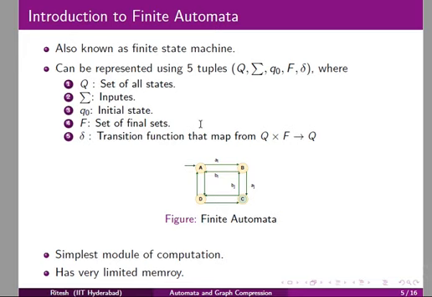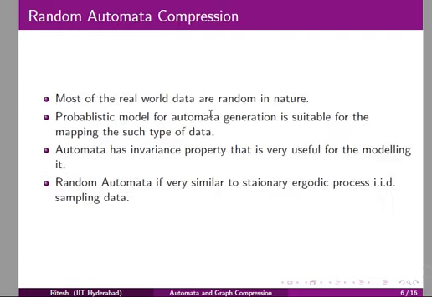So we are using this finite automata concept to find some similarity within the graph, and we will apply this for compression. So, random automata compression. What is random automata compression? Most real-world data is very random in nature and probabilistic. Ergodic process models and probabilistic models for automata generation are suitable for mapping such types of data.